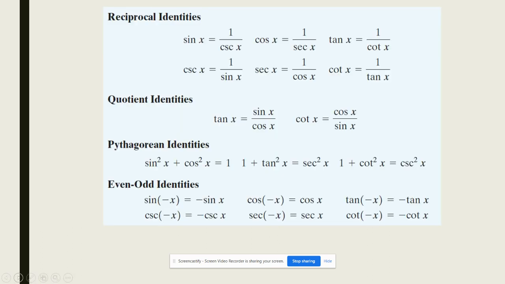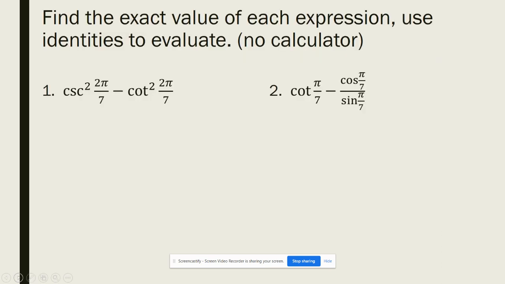Here's a quick refresher of the identities that we've talked about in the past. So remember, we've had reciprocal identities, quotient identities, Pythagorean identities, and here we have these even-odd identities. So what we're going to do is review these concepts by evaluating without a calculator. So here's what I mean. Say we want to find the exact value, once again, with those identities, but no calculator involved.